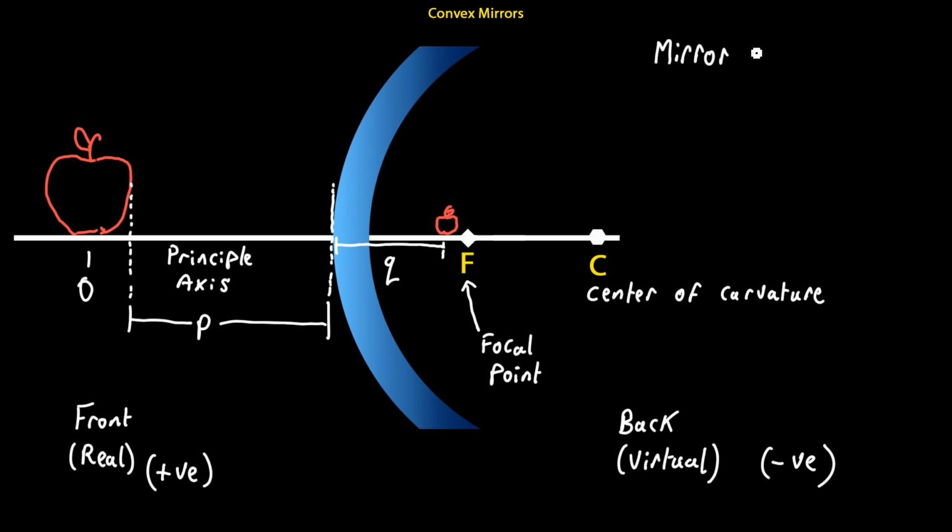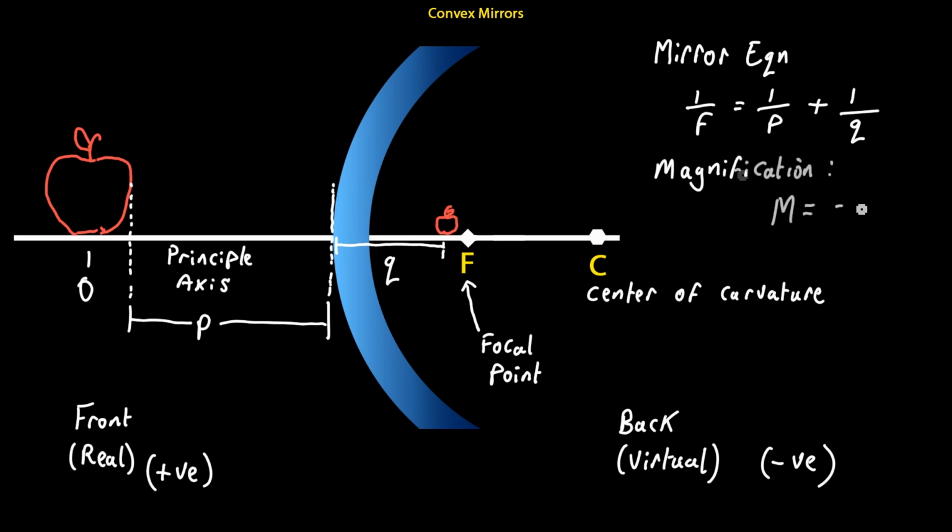And finally, there are two formulas you need to memorize, and you can use both of these formulas for concave mirrors and convex mirrors. So we have the mirror equation, which is 1 divided by the focal length is equal to 1 divided by the distance of the object to the mirror's surface plus 1 divided by the distance from the mirror's surface to the image. And we have the magnification equation, which is equal to negative q divided by p, or negative the distance from the mirror to the image divided by the distance from the object to the mirror.